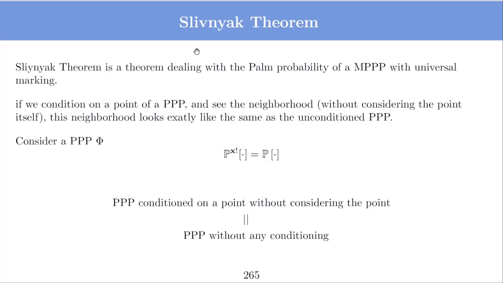So this means that if you consider a point process with a universal marking, then the reduced palm probability of that process is the same as the normal probability. So a PPP conditioned on a point, without considering the point, is the same as a PPP without any conditioning.